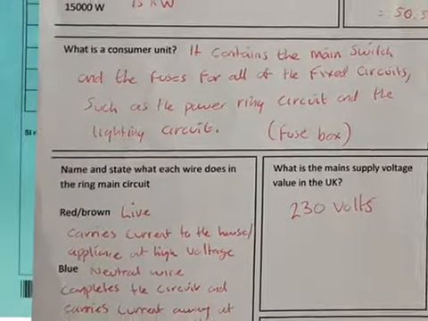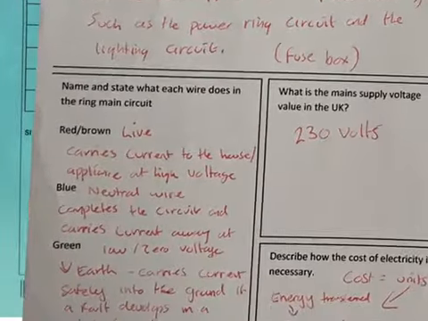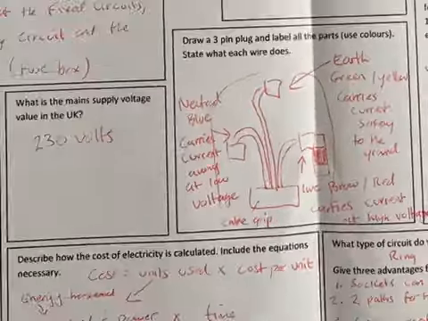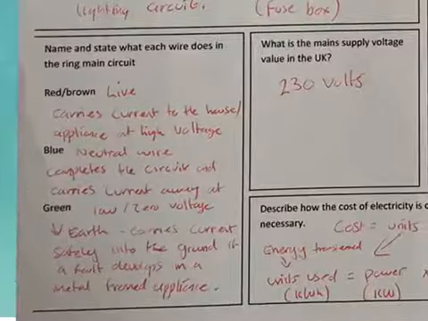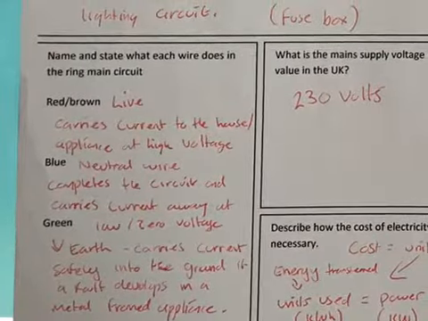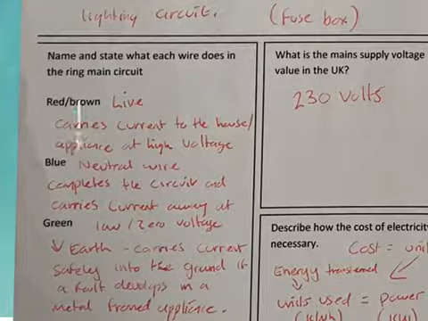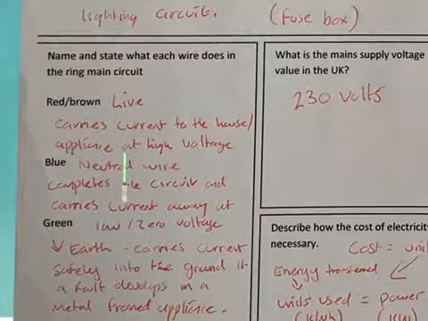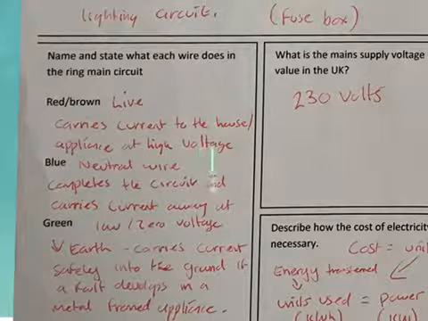Name and state what each wire does in the ring main circuit. Well, this is going to be the same as you've got on a plug here as well, and they do exactly the same things really, these wires. So you've got the live wire, which is a red-brown wire. This carries the current to the house or the appliance at high voltage. So this is constantly on, this red. This one's always carrying this current at high voltage.